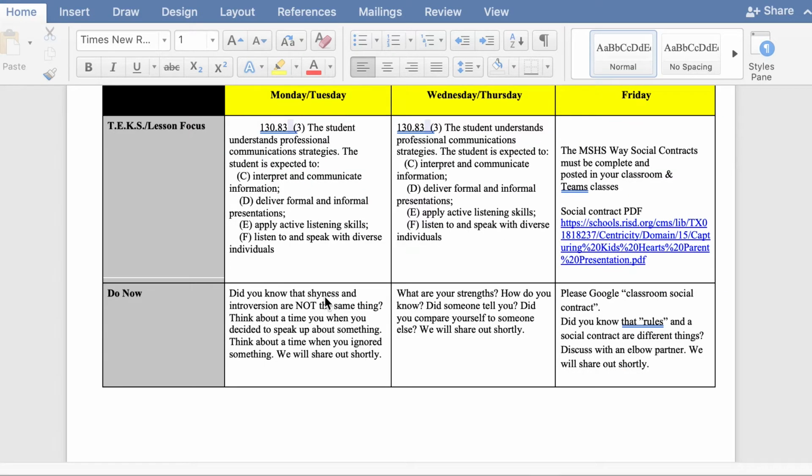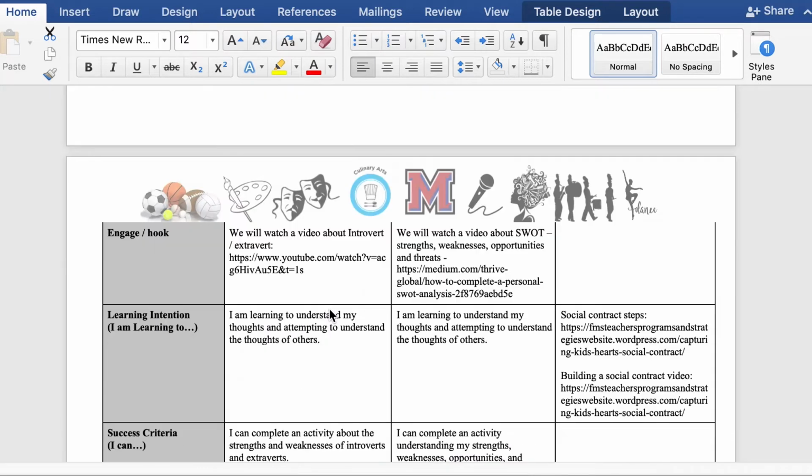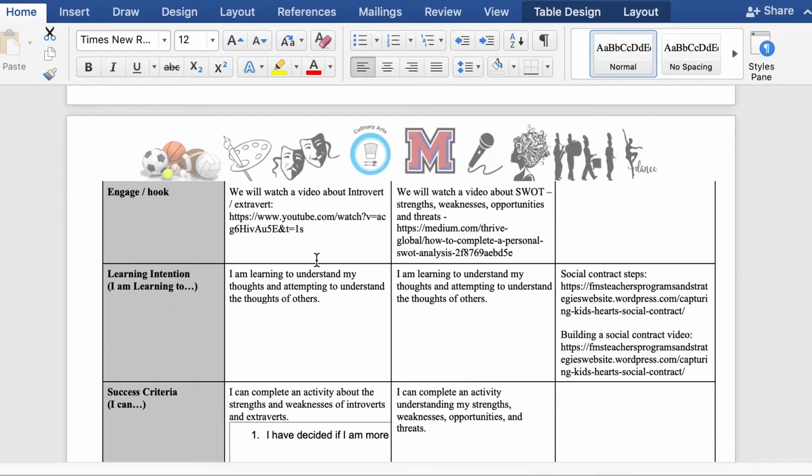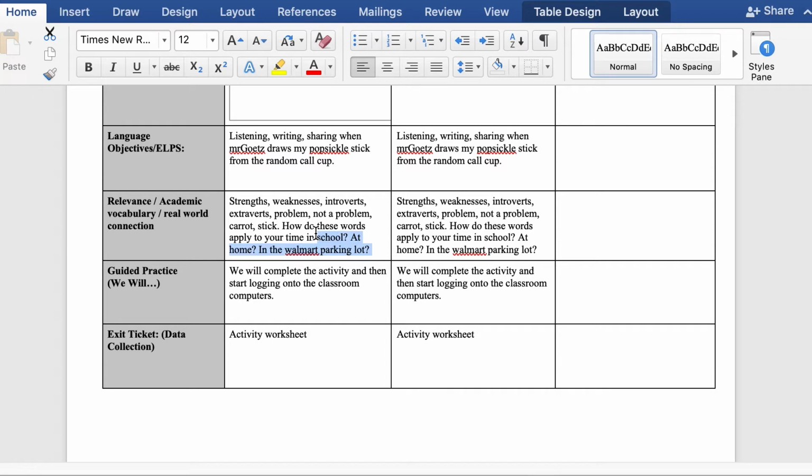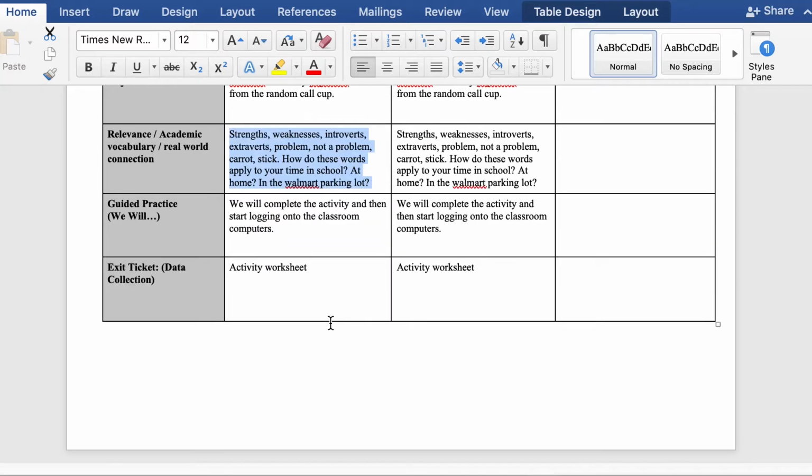And did you know that shyness and introversion are not the same thing? This is the do now that's going to be on the board as students are entering the classroom, and then we're going to share out shortly. We're going to watch a video about introverts and extroverts, and the intention is to try to understand your thoughts and the thoughts of others through the traits of introverts and extroverts. So right here, what are strengths and weaknesses of introverts and extroverts?